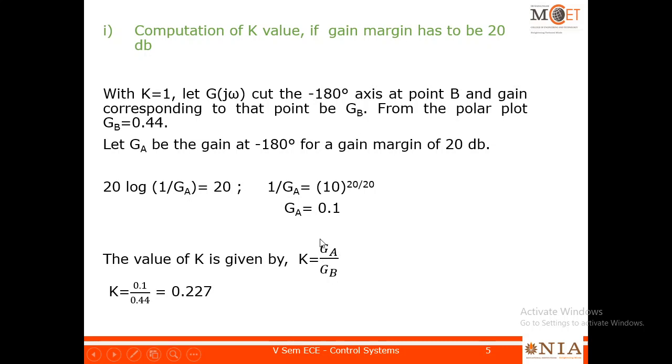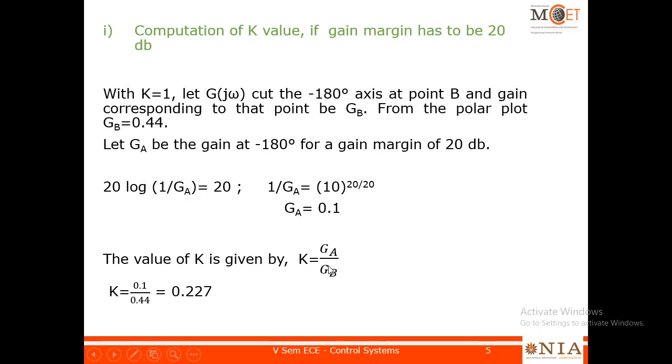How to find the value of GA? Just take this formula: 20 log 1 by GA is equal to the required gain margin. What is the required gain margin here? 20 decibels. If it is 30, you have to substitute 30 here. Since it is 20 here, I have substituted 20. Substitute in this formula and get the value of GA. So first 20 goes to that side: 1 by GA is equal to 10 power 20 by 20, that is 10. GA is 0.1. So you got the value of GA.